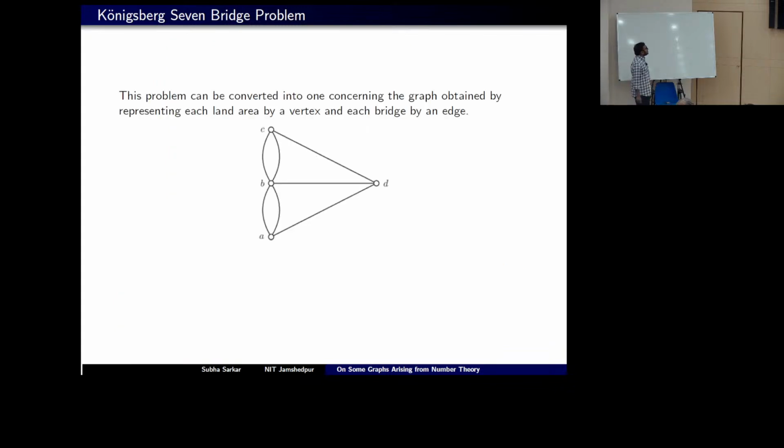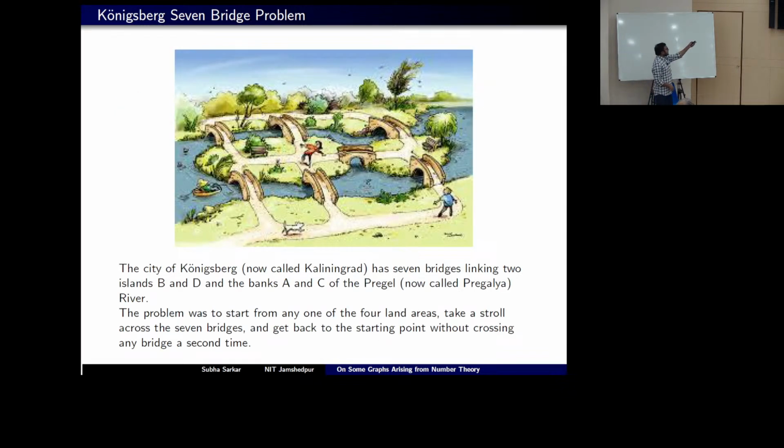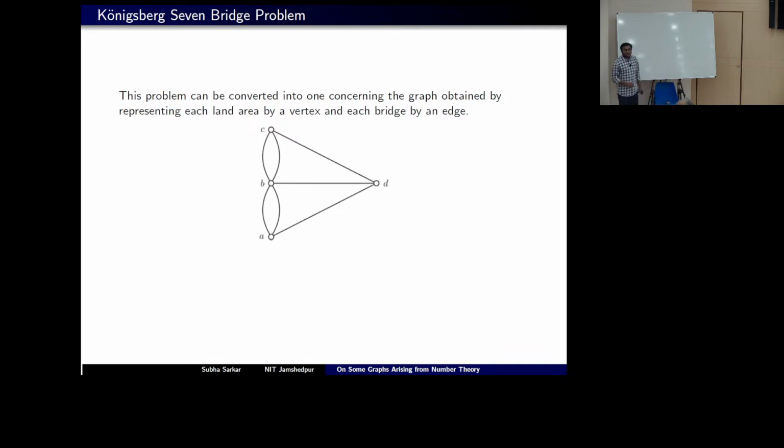So Euler transformed this problem into a graph theory problem. By a graph, I mean it is a pair of vertices and edges. Vertices means all those A, B, C, D, and edges means there is a connection between them. So what Euler did, he found the graph related to this problem. He converted the land areas into vertices, and if there is a bridge between two land areas, he will draw an edge. So if you convert that problem, this becomes the graph of that problem.